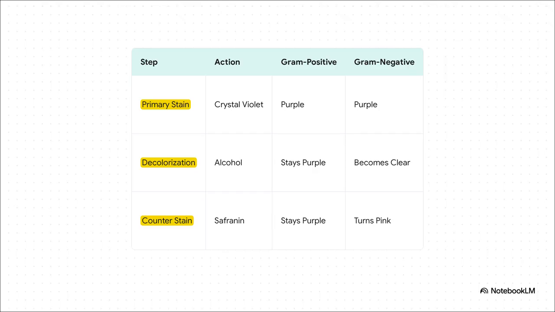Finally, you add a pink counterstain called safranin. The gram-positive cells are already purple, so nothing changes for them, but the now colorless gram-negative cells soak up the pink. So in the end, you get purple guys and pink guys in the same view.